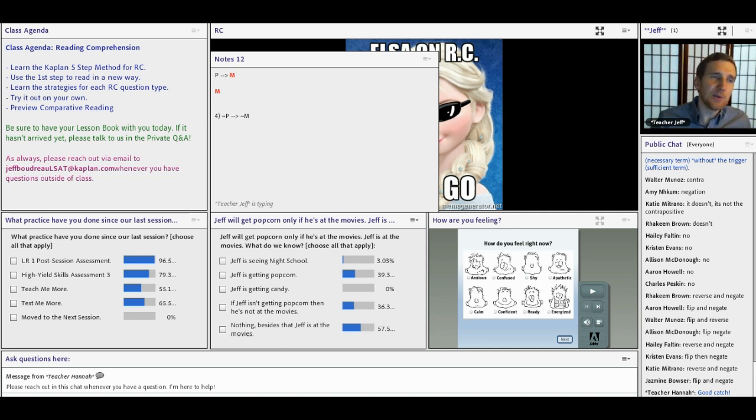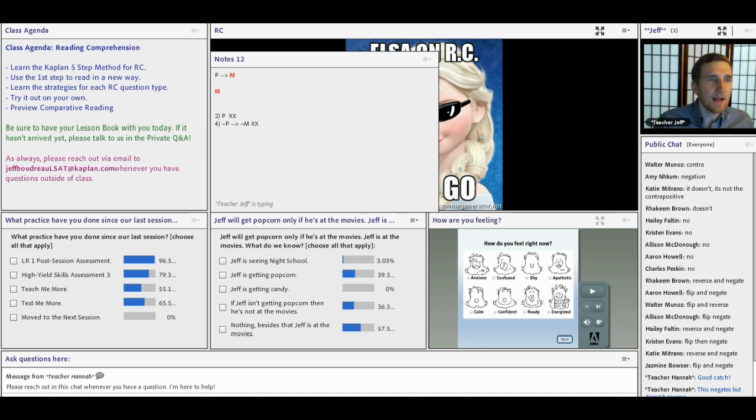So answer 2, which says that Jeff is getting popcorn, that is not something we know. That is a wrong answer. You can see me putting an X beside that, double X. This next one is a bad contrapositive. We don't know that. That's out as well. Then we get to the last one.